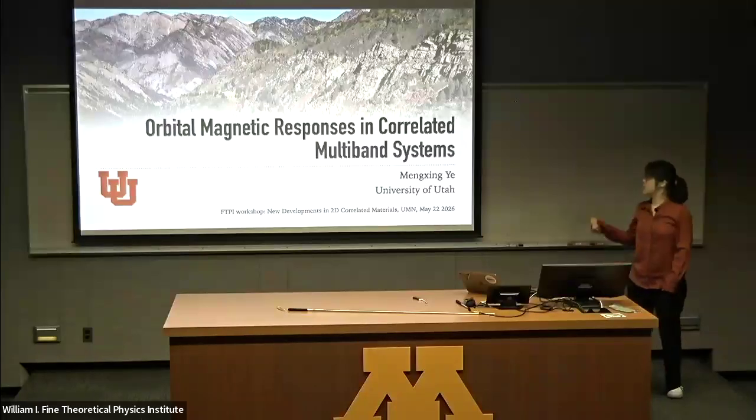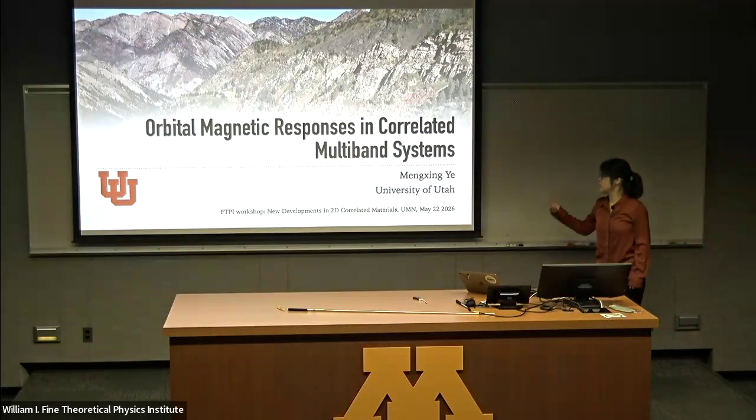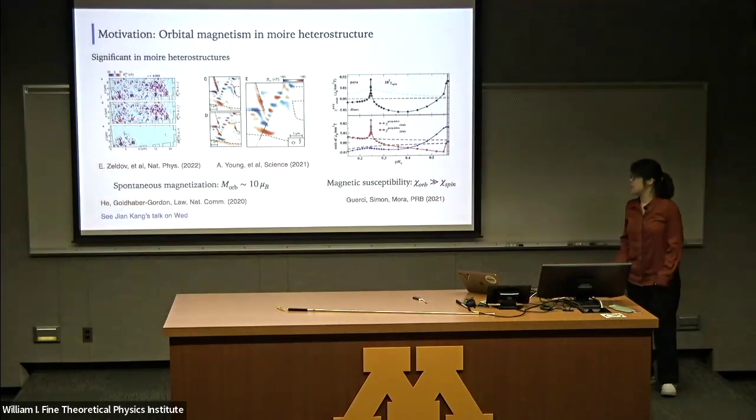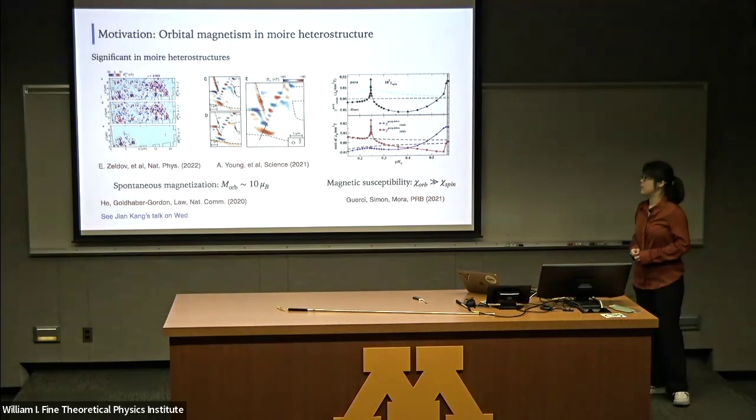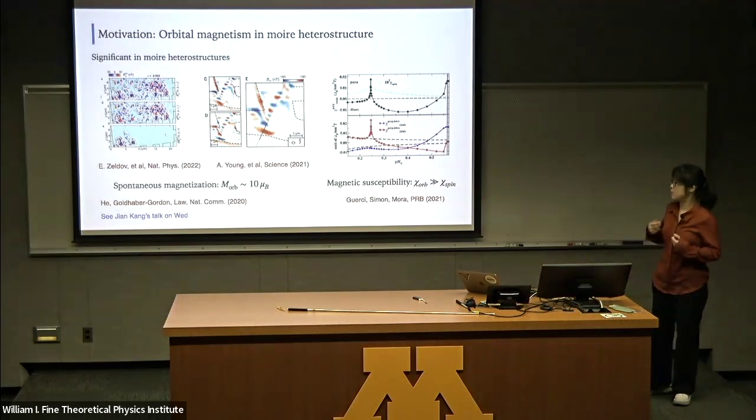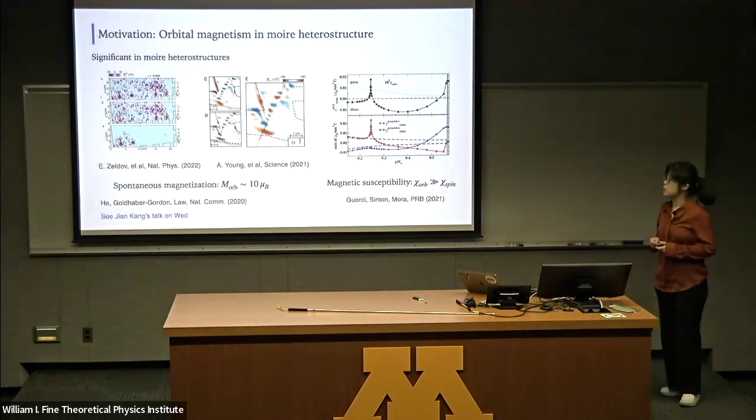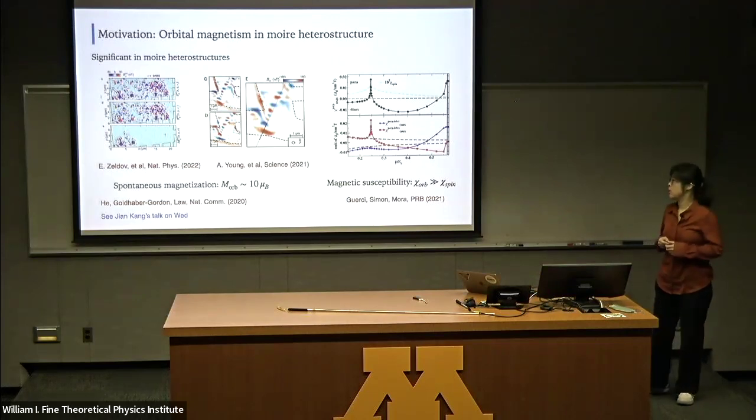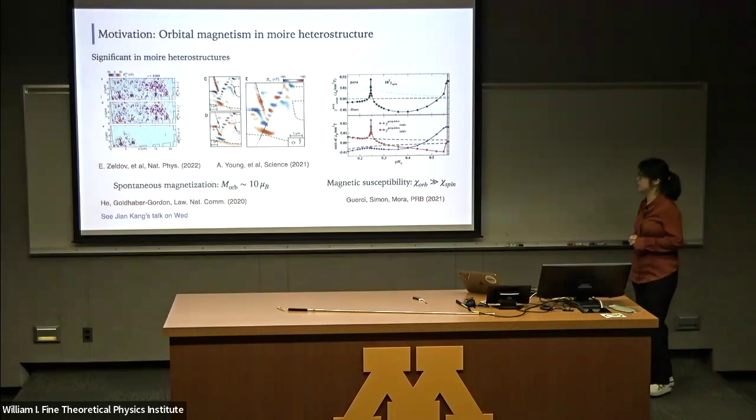I want to share with you some new ideas and approaches to compute orbital magnetic responses in interacting multiband systems. So we have, like Jiankang has given us a very nice review of why orbital magnetism is important and why it is challenging to compute. So I will try to be very brief here. It becomes increasingly important to get a quantitative understanding of it, motivated by the experimental observations in Moiré materials.